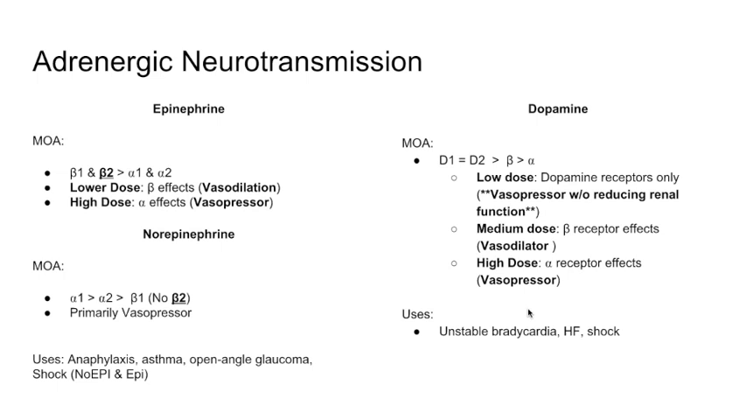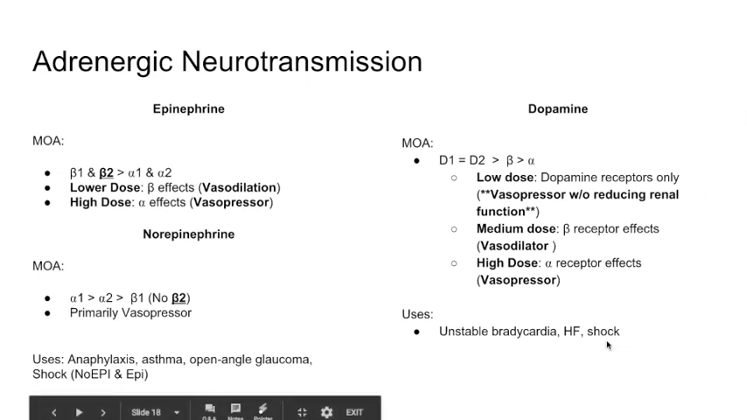So in this case, dopamine can be used in unstable bradycardia. It can be used in heart failure, and it makes sense because in heart failure we still want the patient's kidneys to work, and we're trying to preserve renal function, but we need a little bit of pressor activity to keep the heart going and keep the fluid from pooling in our extremities. And then finally, of course, shock.